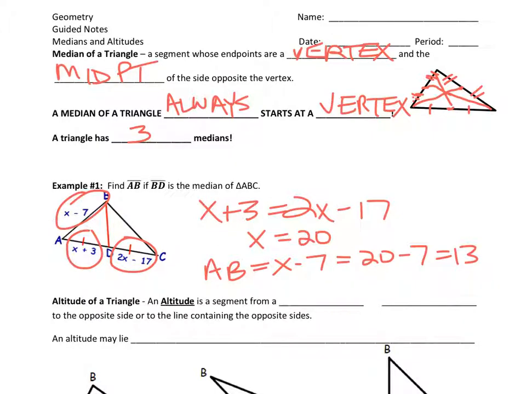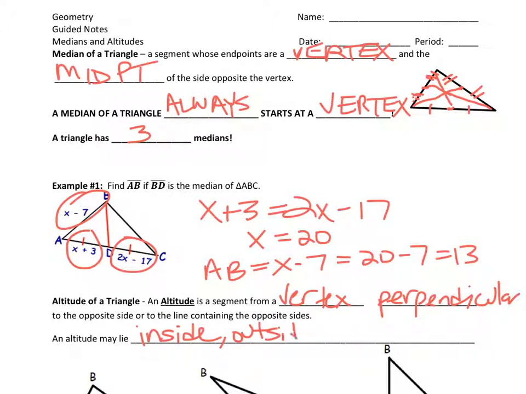The altitude of a triangle is a segment from a vertex that is perpendicular to the opposite side, or to a line containing the opposite side. So the altitude is the one that's been throwing you off in class. Sometimes it's inside the triangle, sometimes it's outside the triangle, and sometimes it is on the triangle.